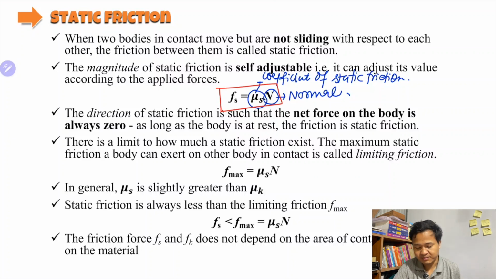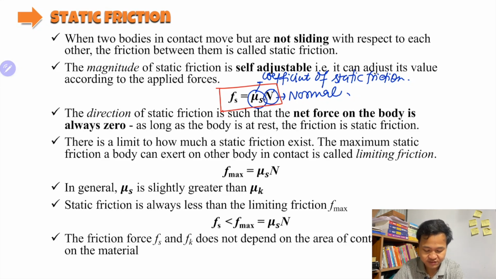Here, remember one point. The magnitude of static friction is self-adjustable. It can be low, it can be high. It depends on the external force, as I will explain. But remember this point, it is self-adjustable.